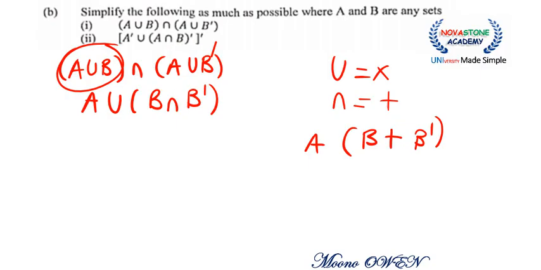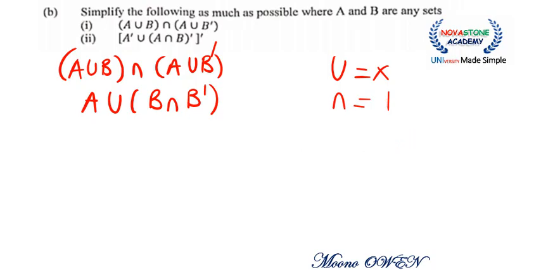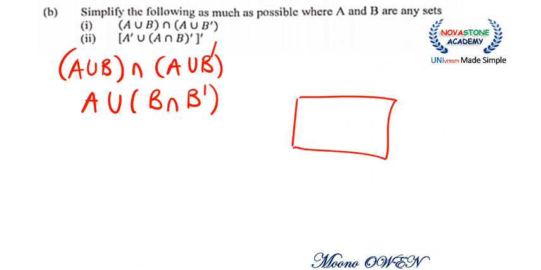Okay, now that we've got that, what does that mean now? We have to find what B intersection B complement is. So if I'm going to get B, what is common between B and B complement? If this is our B, then B complement will be outside, right?